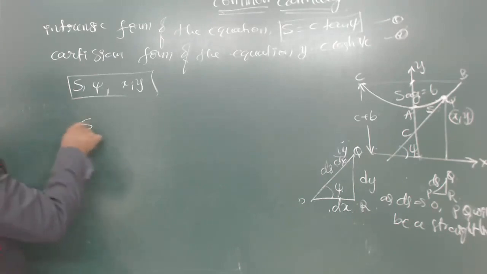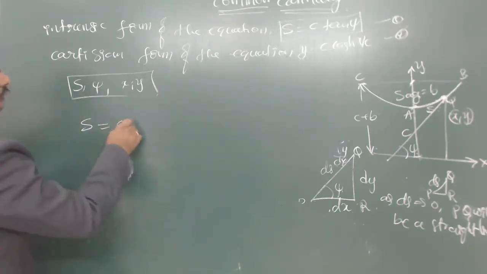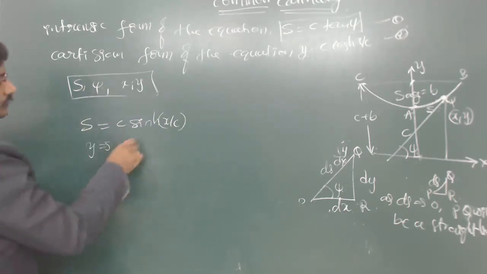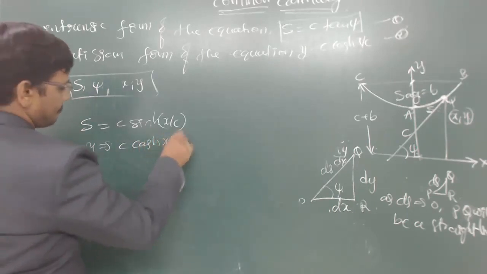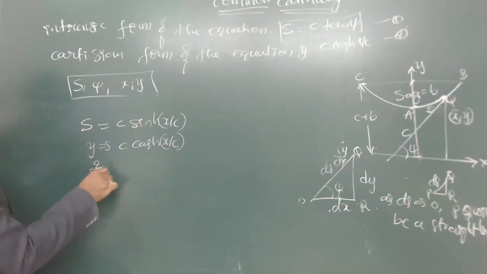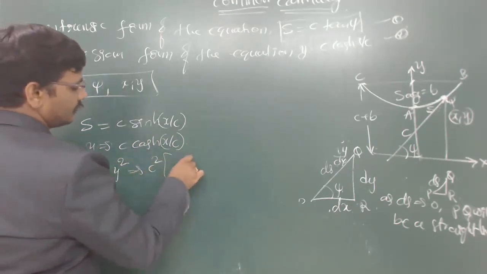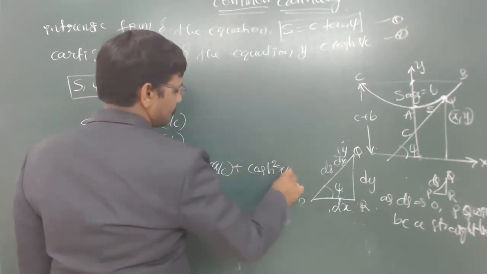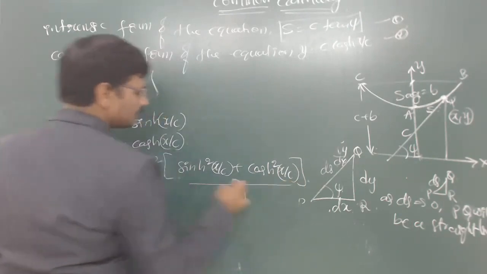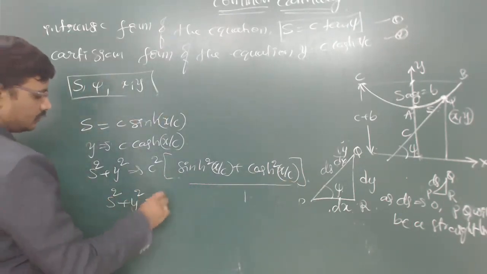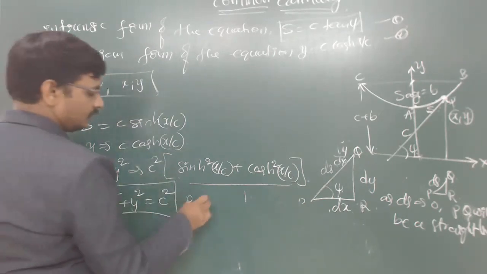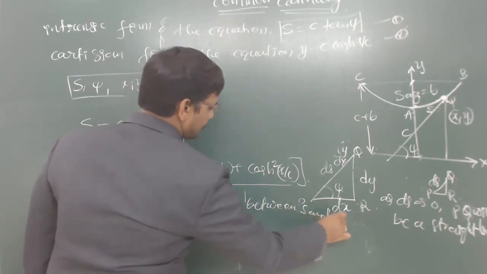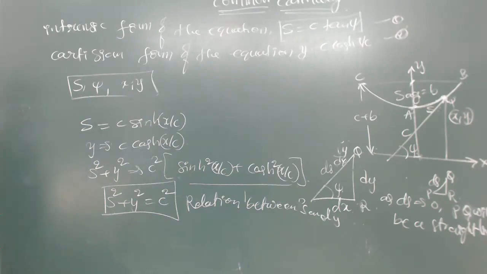Okay, so let me solve this. We have one relation from the previous example, that is s is equal to c sinh x by c. And we already have the relation y is equal to c cosh x by c. Now, if you square and add, s square plus y square is equal to c square times sinh square x by c plus cosh square x by c. So sinh square plus cosh square will be 1. So s square plus y square is equal to c square. Now, if you notice, this is the relation between s and y. Got it? Yeah, that's correct.